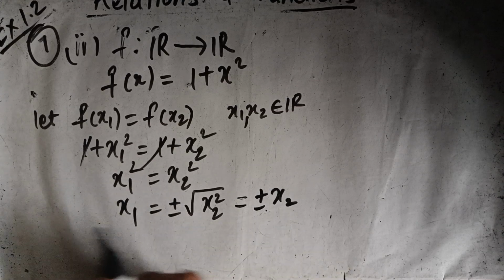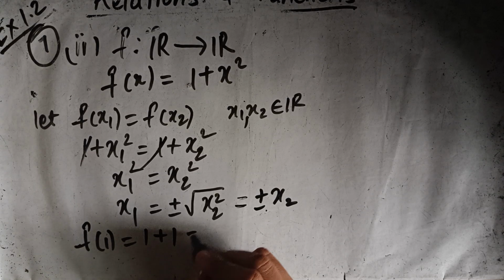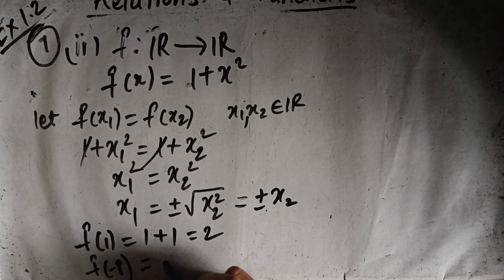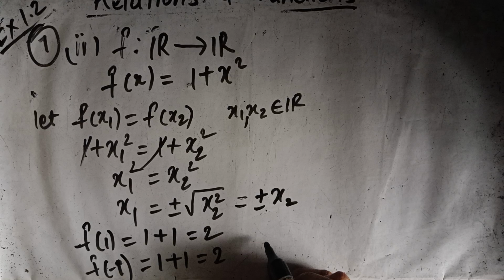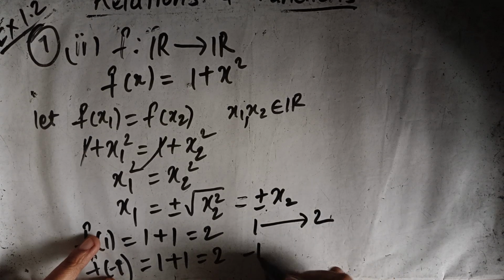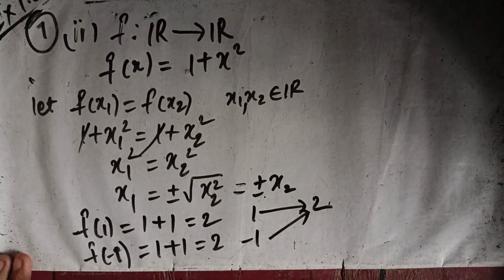So for example, you can take f of 1, which is 1 plus 1, that is 2. For f of minus 1, you are getting 1 plus 1, 2. Here 1 is going to 2 and minus 1 is also going to 2. So this is not 1-1. Okay.